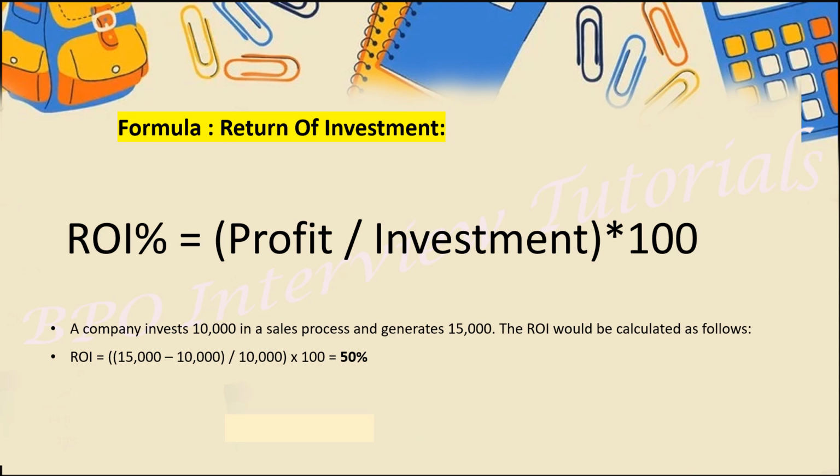Now if I want to calculate ROI, what will be the profit? 15,000 minus 10,000, which is 5,000, is my profit, divided by total investment, which is 10,000. If I divide and multiply by 100, I'll get 50% as an answer. So 50% was my return for this particular sale. In this way you can calculate ROI.